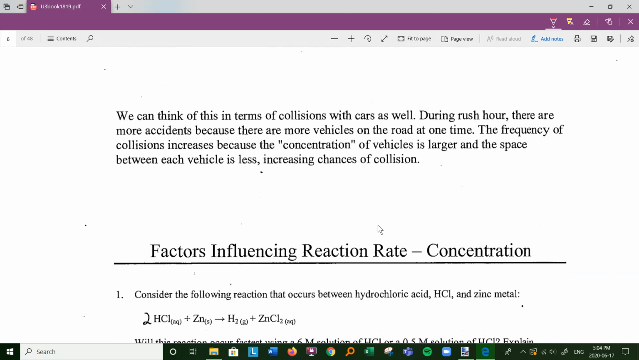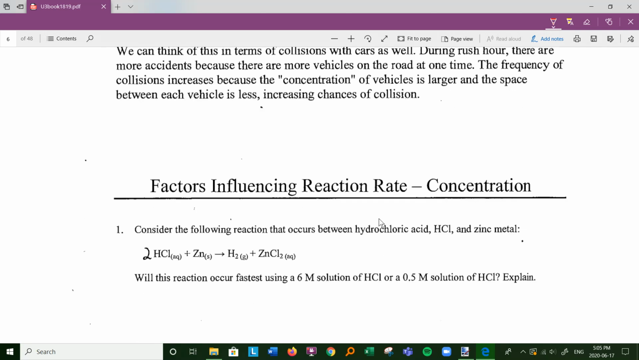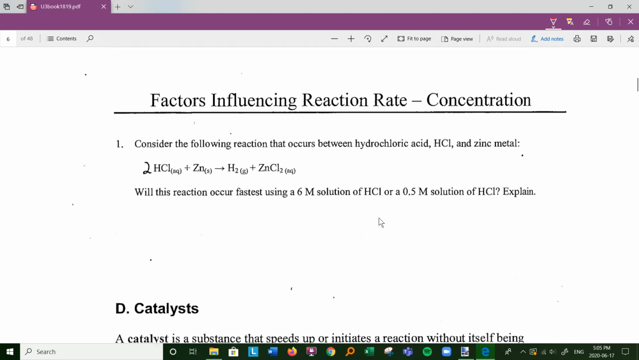We can think of this in terms of collisions with cars. During rush hour, there are more accidents because there are more vehicles on the road at one time. The frequency of collisions increases because the concentration of vehicles is larger and the space between each vehicle is less, increasing chances of collision. So we've got more cars in a given amount of volume, so the concentration goes up. So you're going to get more collisions.